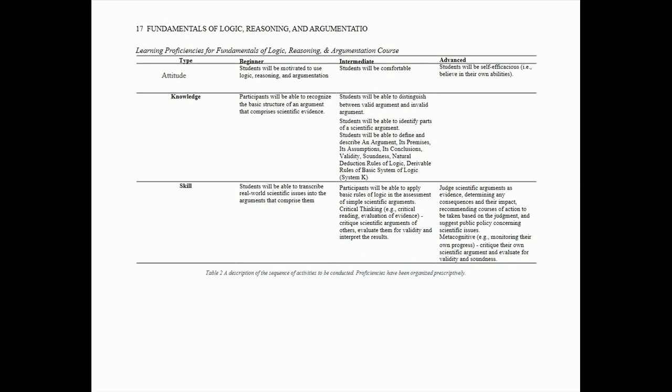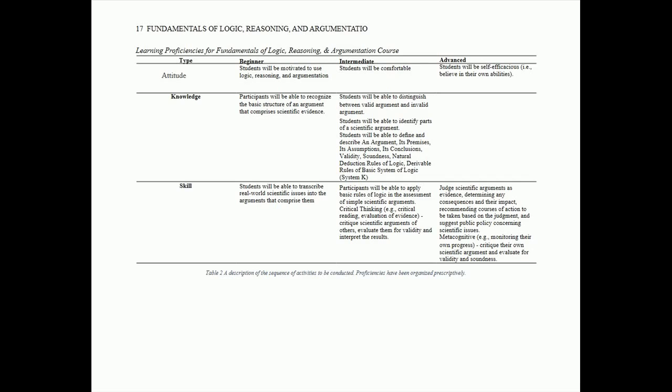Table 2 outlines the sequence of activities to be conducted. Proficiencies have been organized prescriptively. Organized in this manner, the proficiencies in Table 2 become a roadmap for achievement that can guide both the learner and teacher. Logically organized, Table 2 was my template for the curriculum logic model crafted for my course.